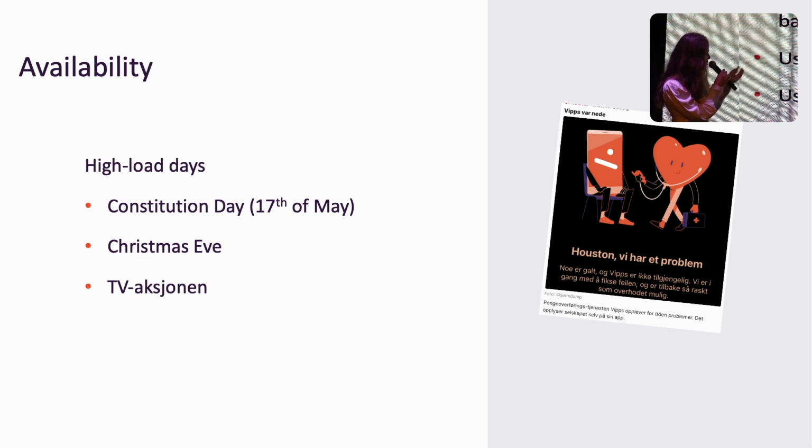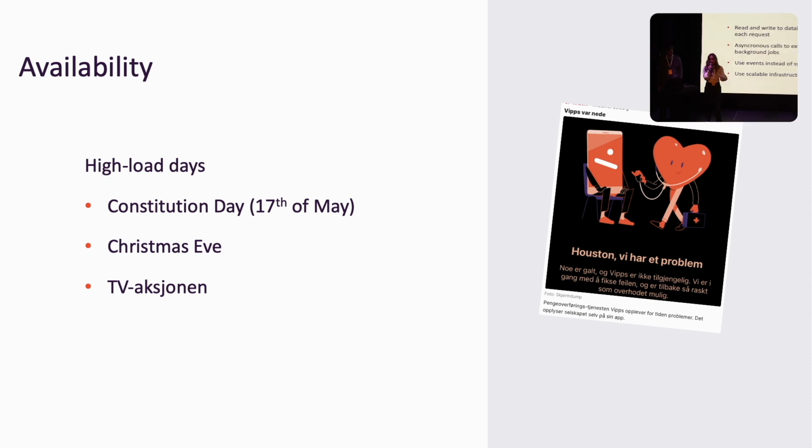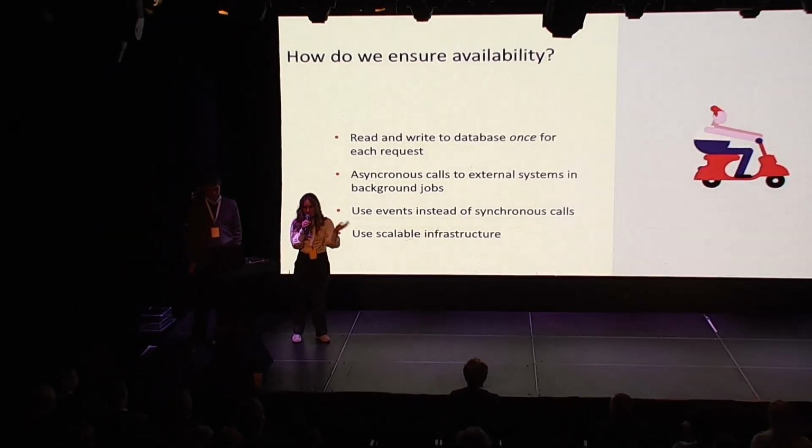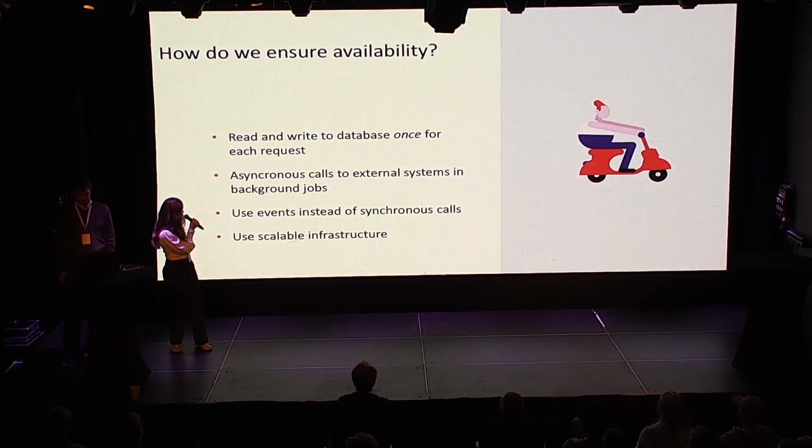And we will talk about how we ensure availability. One of the things is to make sure that our infrastructure scales. But we also need to make sure that our system works quite fast at all times. So what we try to be careful about is that every time a request happens, there is not more than one read and write to the database. That is a good rule to remember if you're also making other systems.